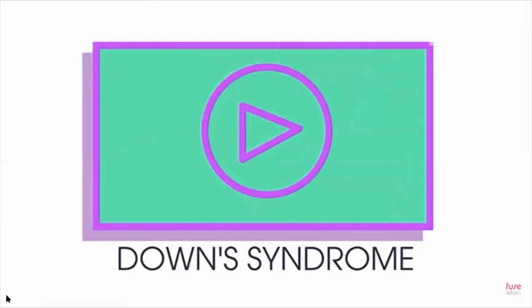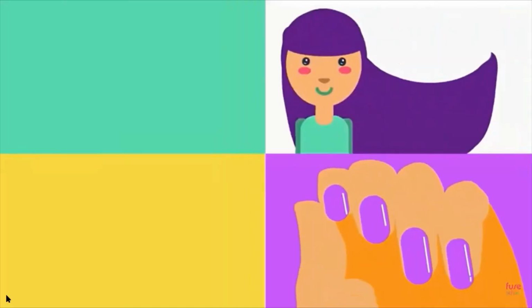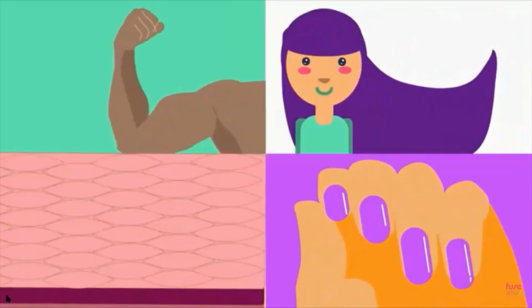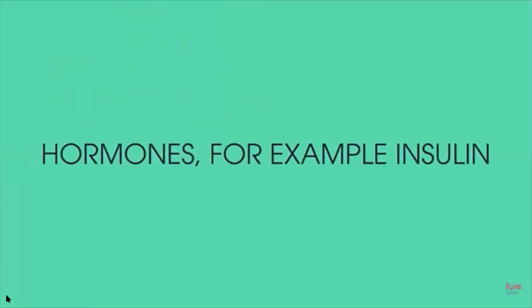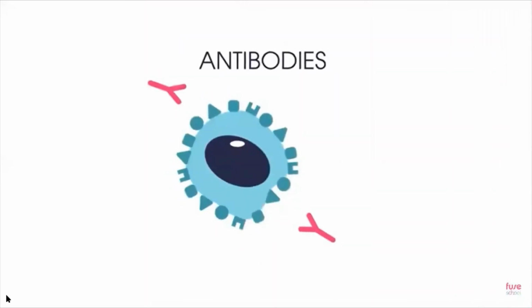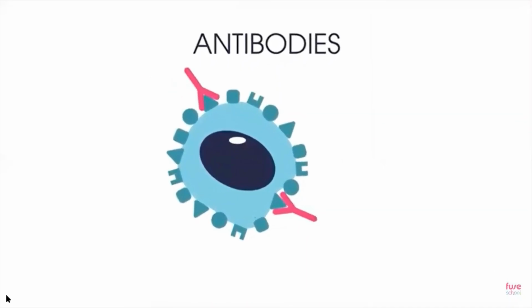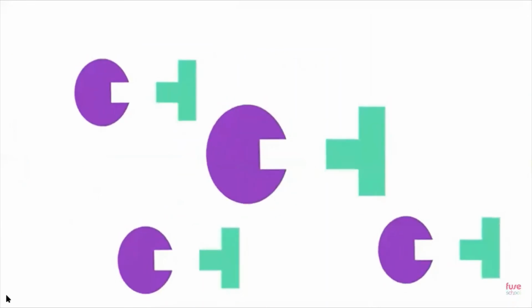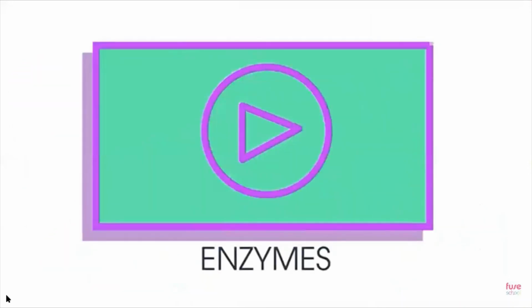So what are proteins used for in the body? The answer is, they are used in thousands of ways. Our hair, nails, skin, and muscles are all examples of structures made of protein. Many hormones, including insulin, are made of protein. Antibodies, made by white blood cells to protect us from diseases, are also made of protein. Enzymes, biological catalysts found inside our body, are made of proteins too. You can learn more about enzymes in this video.